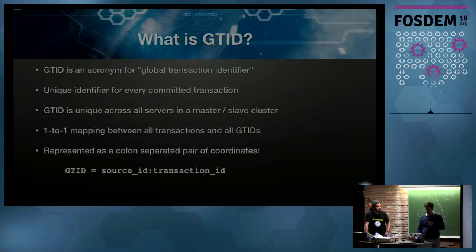So GTID was introduced to help solve this problem. The main difference here is that we have a unique identifier for every transaction, which is not unique just to that host, but unique to every single host within the cluster. The specific area that I want us to keep in mind for today's session is the structure of the GTID. It's basically a colon-separated identifier with the source ID and the transaction ID.